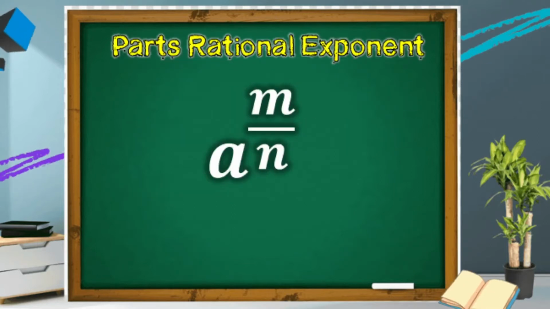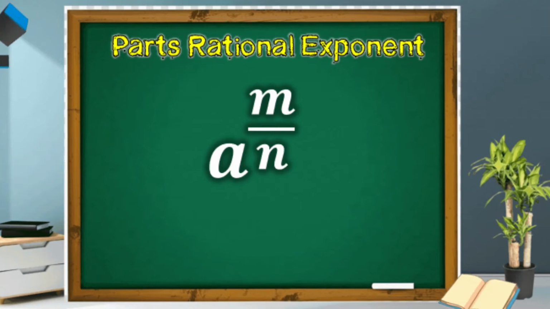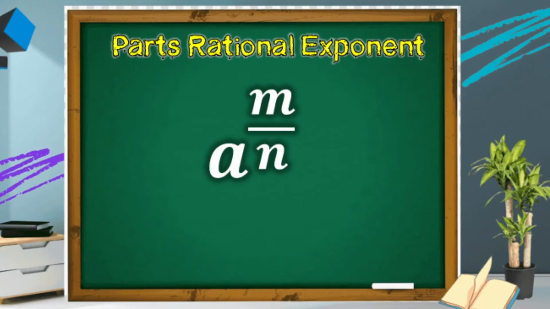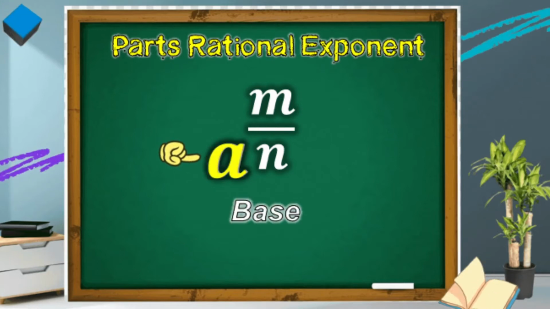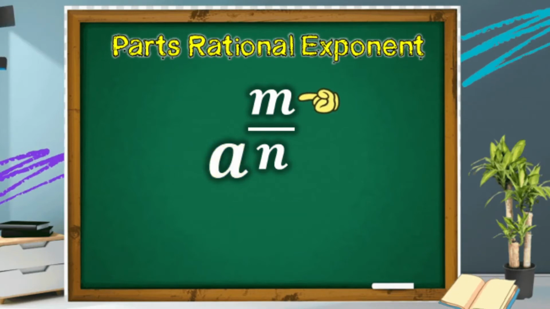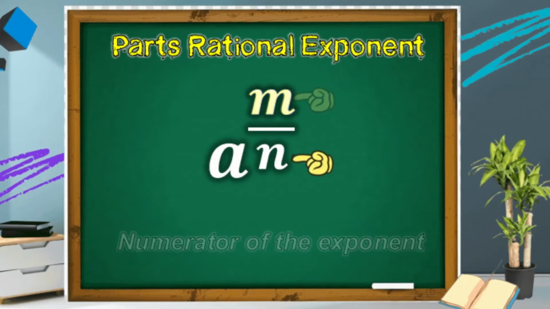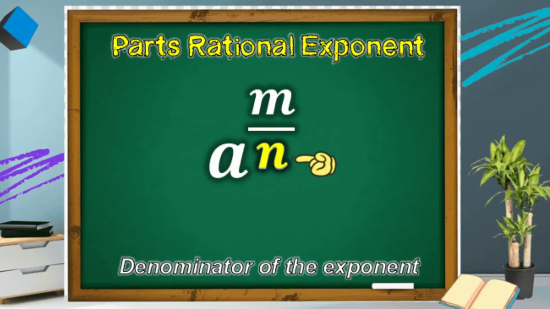A raised to m over n is an expression or rational exponent or exponential form. Meron ding tong parts. Si A is the base of the rational exponent. M is the numerator of the exponent. And n is the denominator of the exponent.